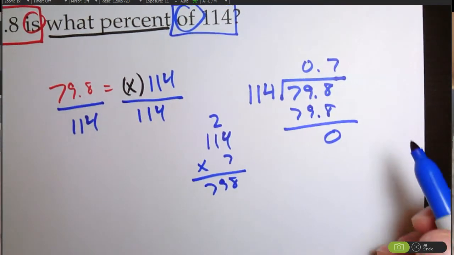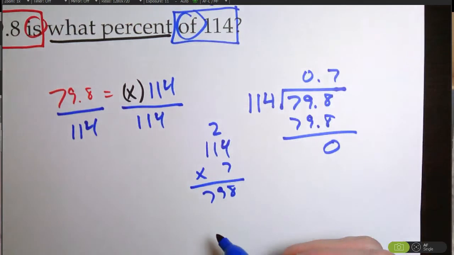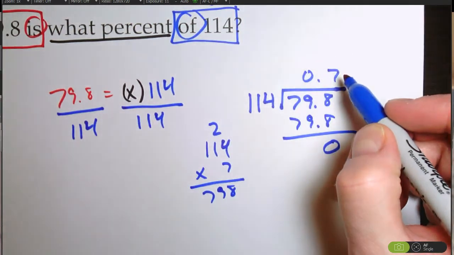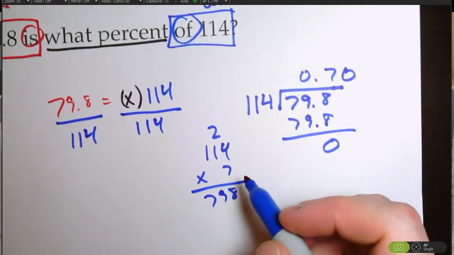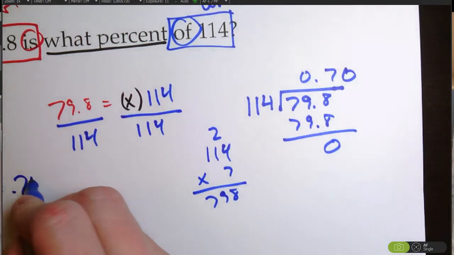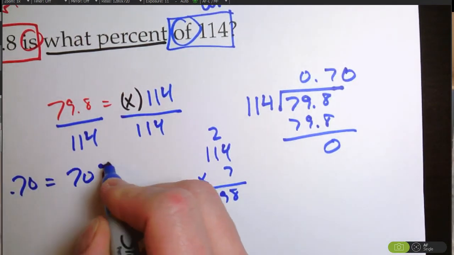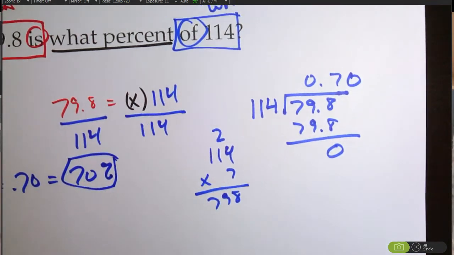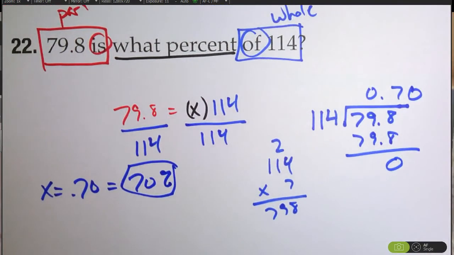Okay, now here's the tricky part about this: I got 0.7 for x. That is not the percent. It's actually 70 hundredths. x is 0.70, which is 70%. Okay, and that was number 22. Okay, great. Hopefully those helped out.